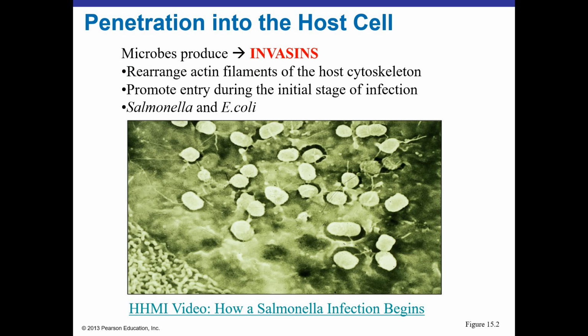We also see other interesting strategies for cells to be able to gain entrance. So things like Salmonella and E. coli produce what are referred to as invasins. These proteins are very unusual in that they actually rearrange the actin filaments, which is the cytoskeleton of your cells. So they allow the entry of these pathogens for the initial stage of infection. You can actually see them almost puddling into the cells, and I've included a little HHMI video that looks at how Salmonella actually causes infection, and you can see them kind of being swallowed up in the process.